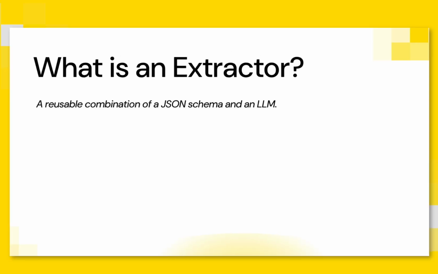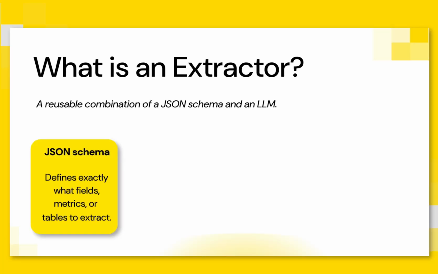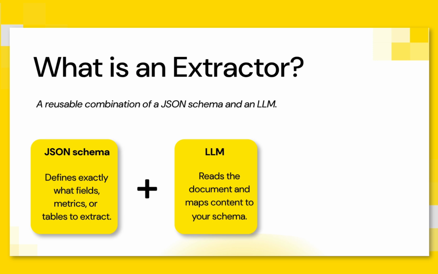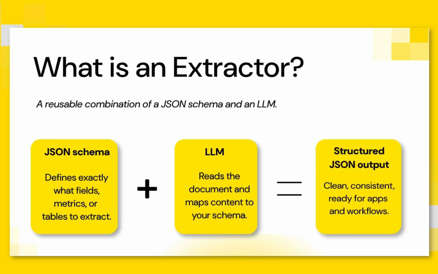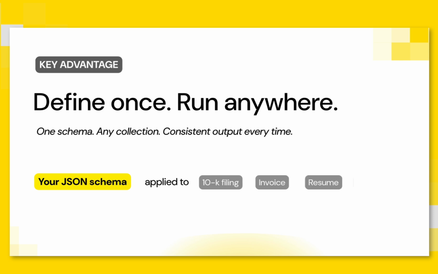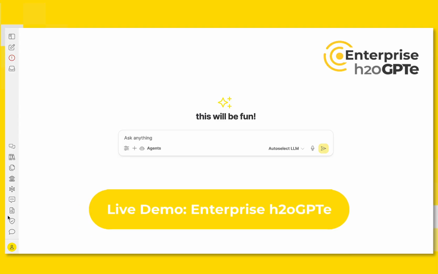An extractor is a combination of a JSON schema and an LLM that allows you to convert unstructured documents into structured JSON output. The JSON schema defines exactly what you want to extract, such as fields, metrics, or tables, while the LLM interprets the document and maps the content to that structure. Unlike a one-time extraction on a single document, an extractor is reusable. Once created, it can be applied across multiple documents and collections, giving you a consistent and scalable way to structure data.